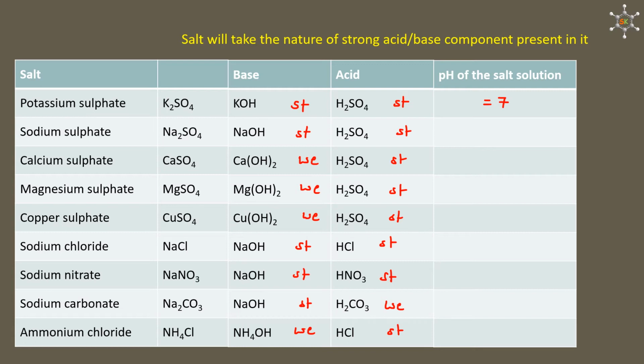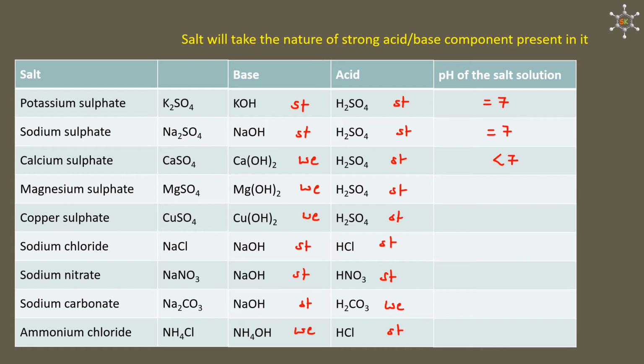Sodium sulfate is also made up of strong base and strong acid. So this is also a neutral salt with pH equal to 7. Calcium sulfate's strong component is acid, that is sulfuric acid. So pH of calcium sulfate must be less than 7. So it is an acidic salt.